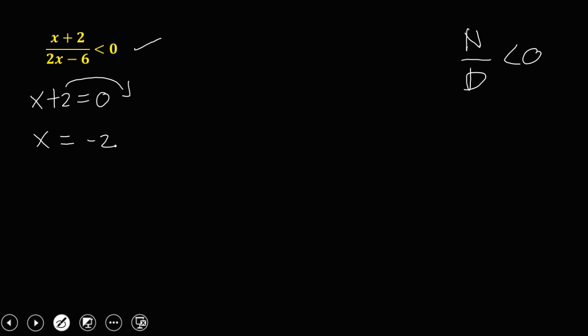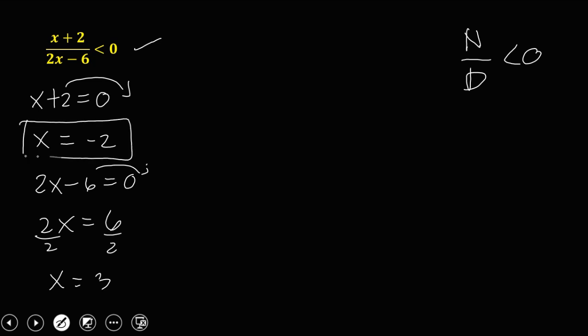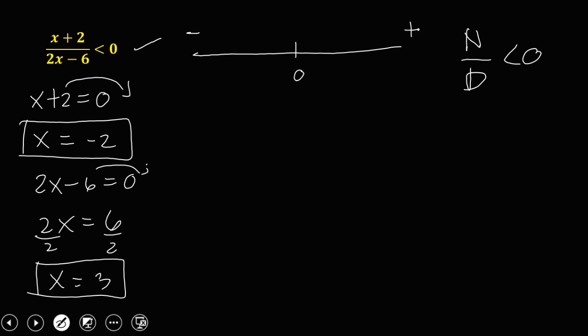And the other one, 2x minus 6 equals 0. To solve for x, 2x equals 6, divide by 2. So x is positive 3. So these are the critical values. Then put these critical values in a number line. So we have 0, then negative on the left side and positive on the right side. So negative 2, negative 1, negative 2, then positive 3, 1, 2, and 3. So again, these are the critical values.